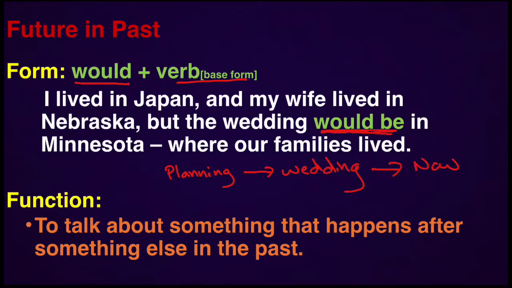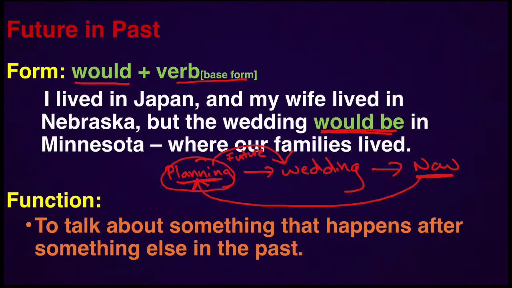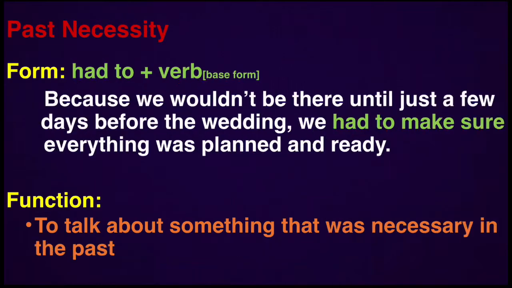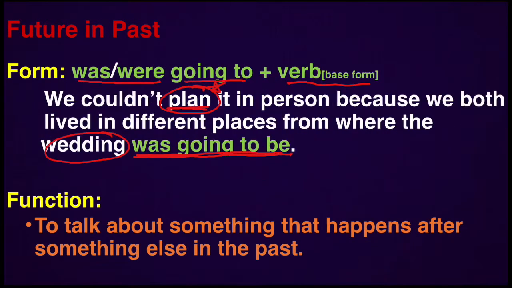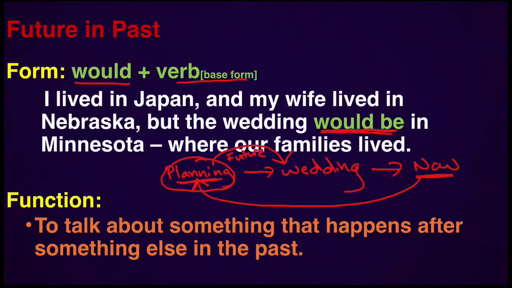So when I'm talking about it now, which is the present. But what am I talking about? I'm talking about planning, and I'm imagining that we're here in this place. And from this place, we're talking about this. So this is in the future. Still, the wedding is in the future. So if I'm thinking about being here in the past, then the wedding's in the future. So I'm using either would be or was or were going to be to talk about the future in the past.